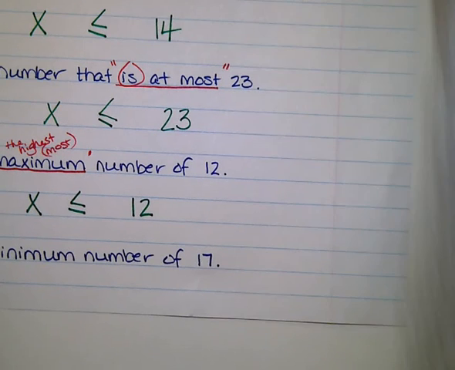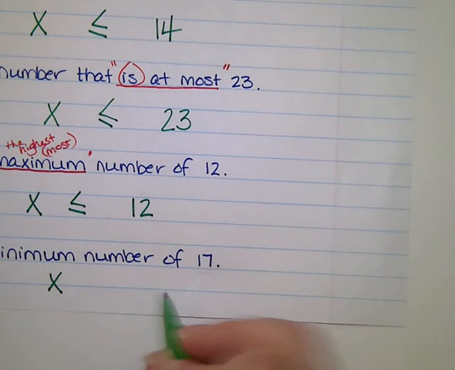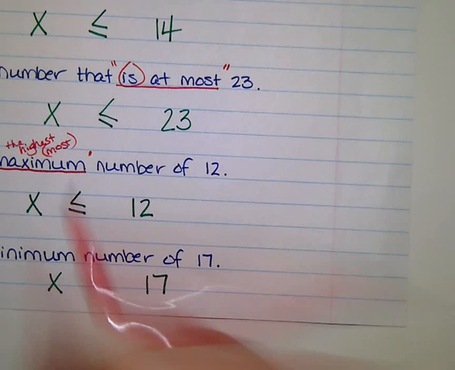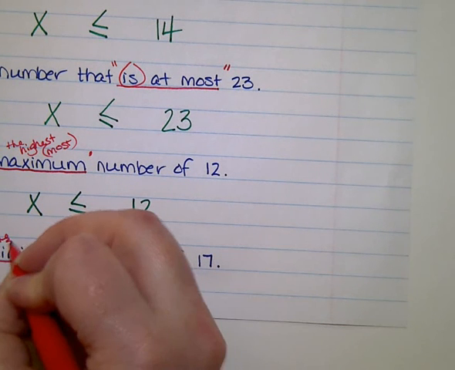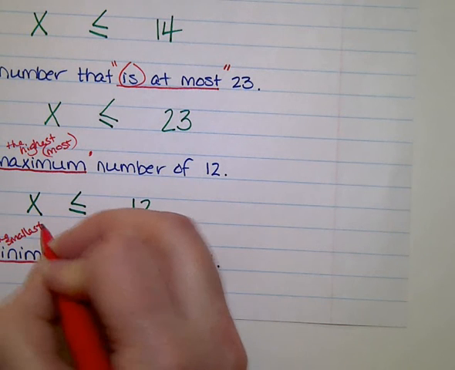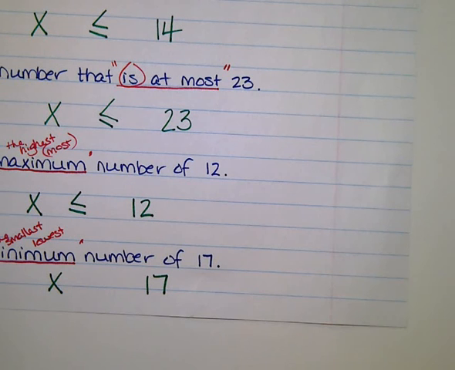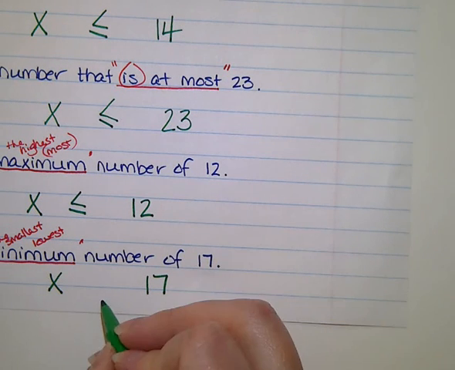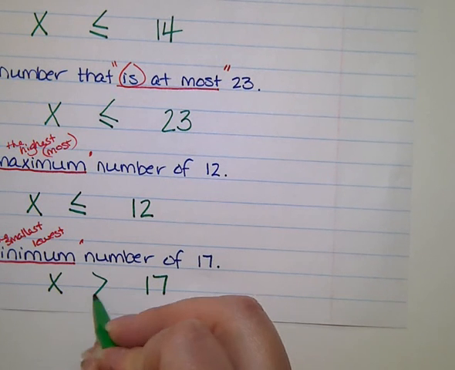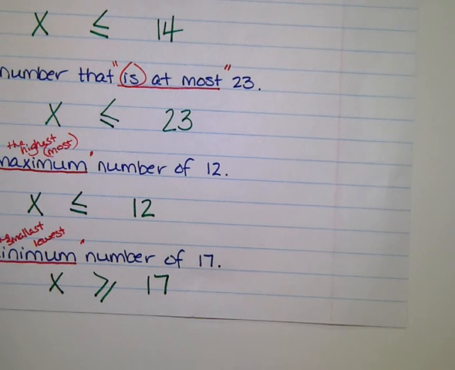And the last one, a minimum number of 17. Okay, there's my bookends. And now we have a minimum. Minimum is the smallest or the lowest. So the lowest number it can be is a 17. Can it be a 17? Absolutely. So it can be greater than or equal to 17. And there are your examples of translating basic inequalities.